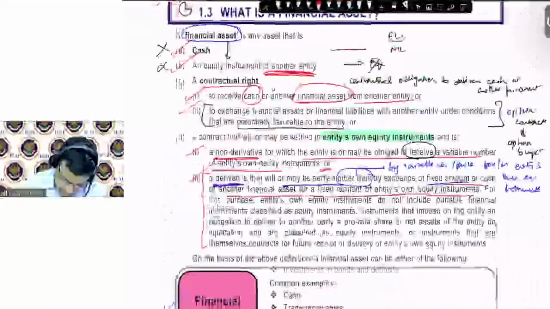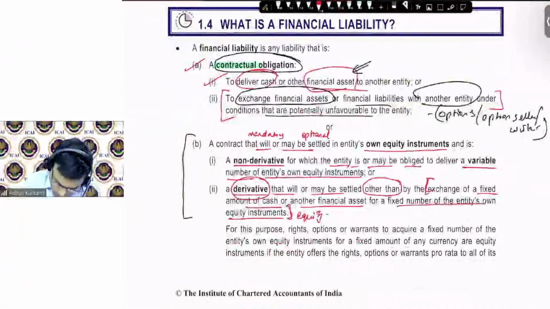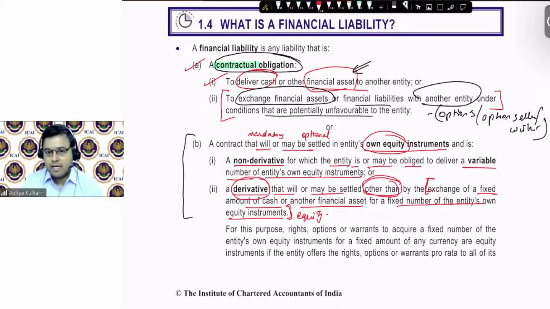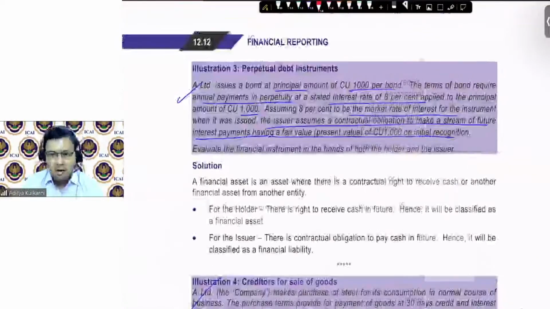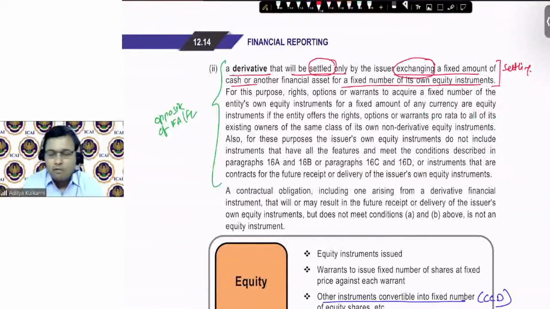And now you look at the definition of financial liability. What is it going to be? A contract that will be settled in the entity's own equity instruments and is a derivative will or may be settled other than by exchange of a fixed number of own equity instruments for a fixed amount of cash. Okay, so that is how it is going to be worded. Exactly opposite. Okay.